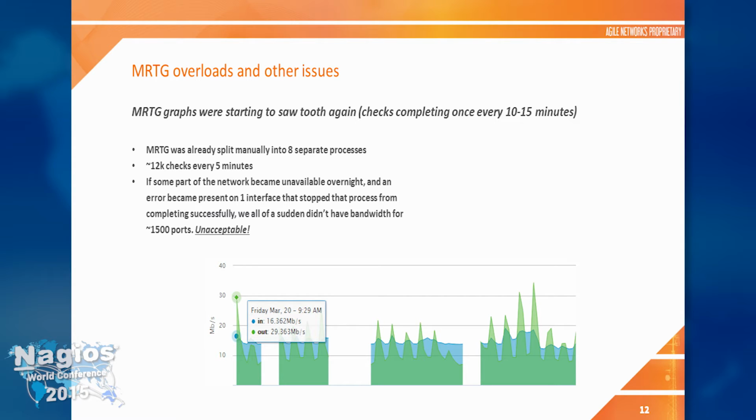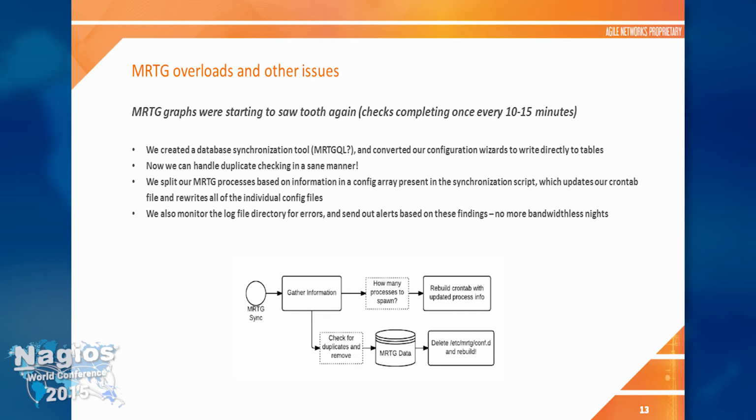If it's split into those 8 separate processes, and one single issue occurs on one of those processes, then none of those RRD files that belong to that process get updated. That's an issue. I don't like issues at 3 o'clock in the morning: why is my bandwidth not working? I don't know, I was sleeping, no idea. Unacceptable. So we created a database synchronization tool for MRTG.